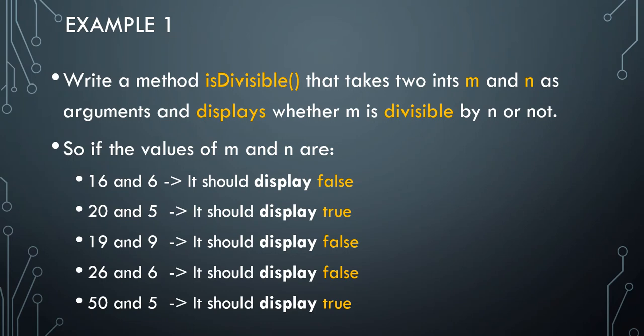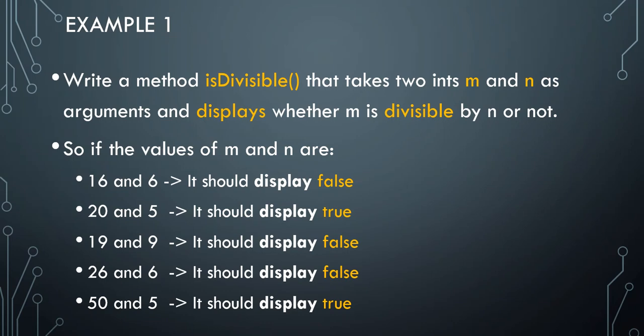I have focused on a few things which are supposed to be focused on. That is isDivisible, that is the name of the method, which is very, very important. It takes two arguments. The arguments are m and n, and both of them are of type int, and it displays whether m is divisible by n or not. So please remember, it's not returning anything, it displays whether m is divisible by n or not.